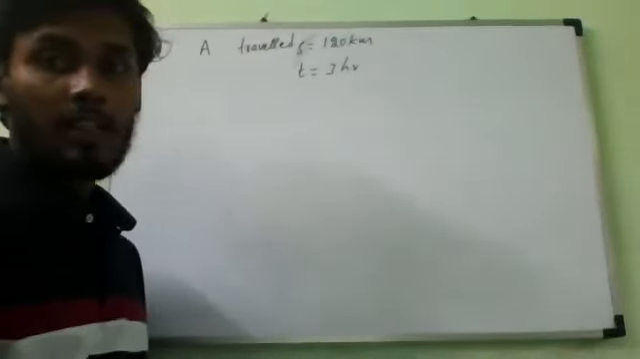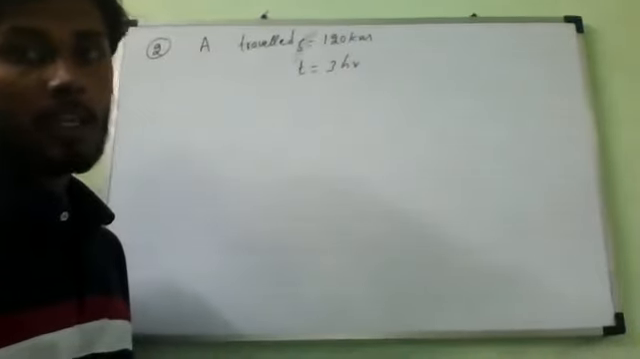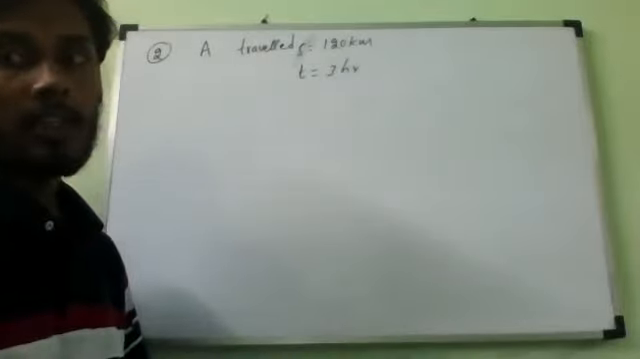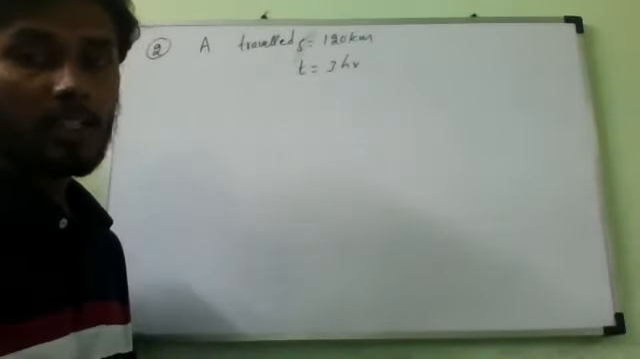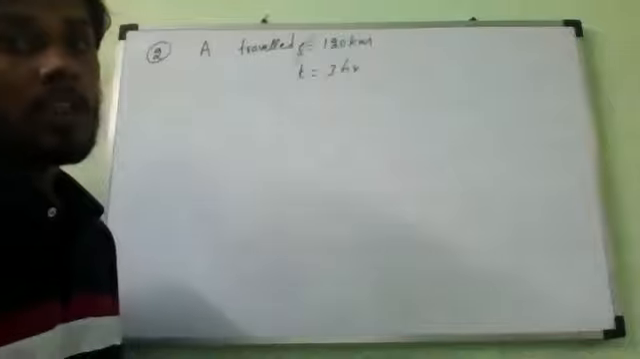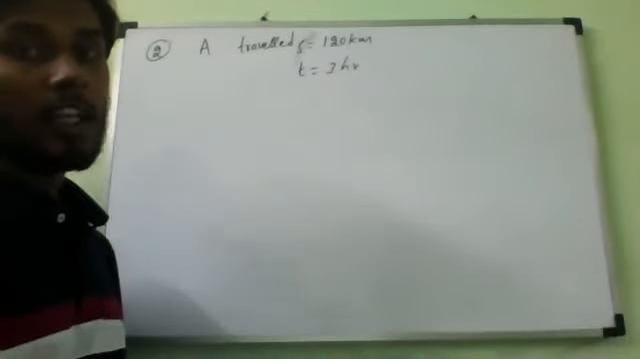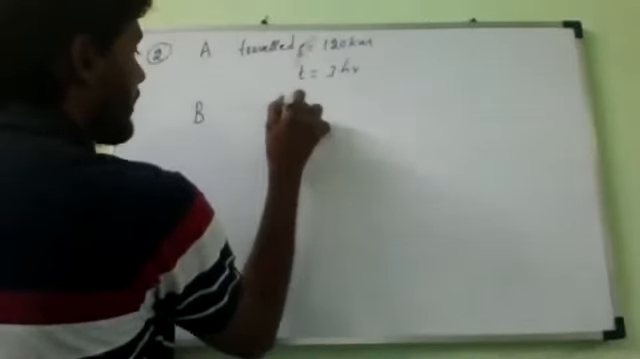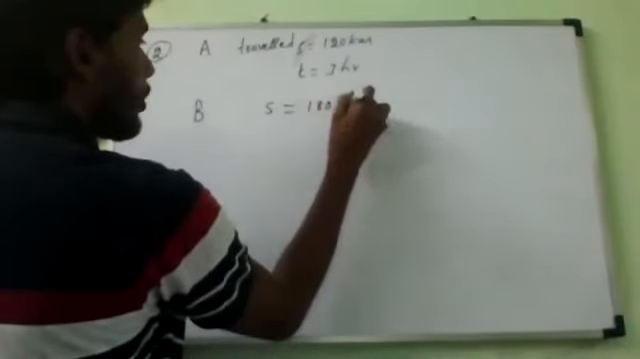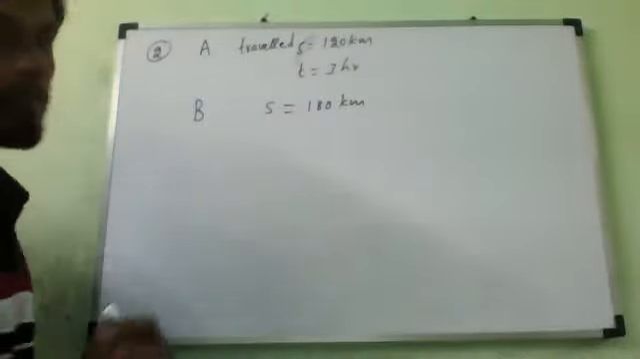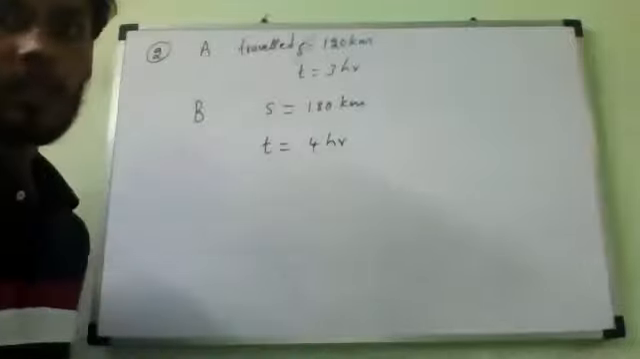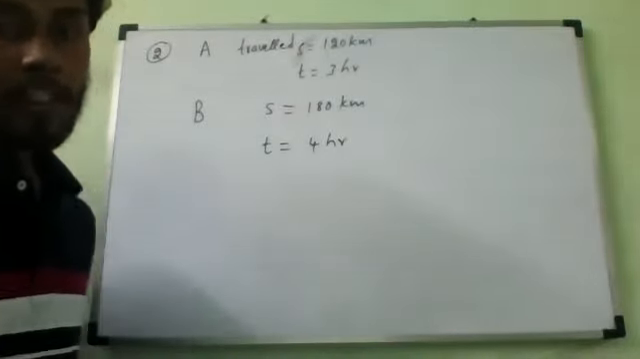Whereas another train B traveled a distance of 180 kilometer in 4 hours. This is train A, another train is B. Understand? Full stop. Which train traveled faster? Find it.